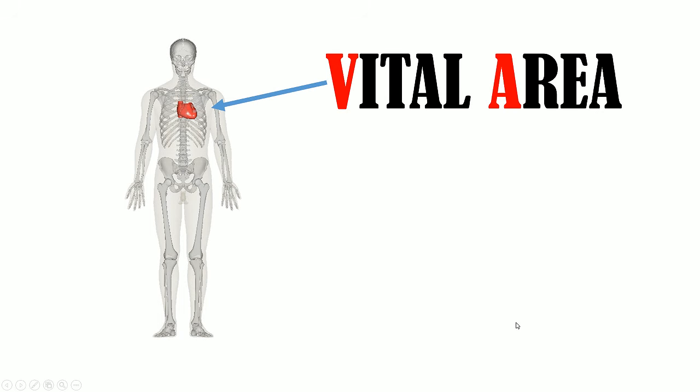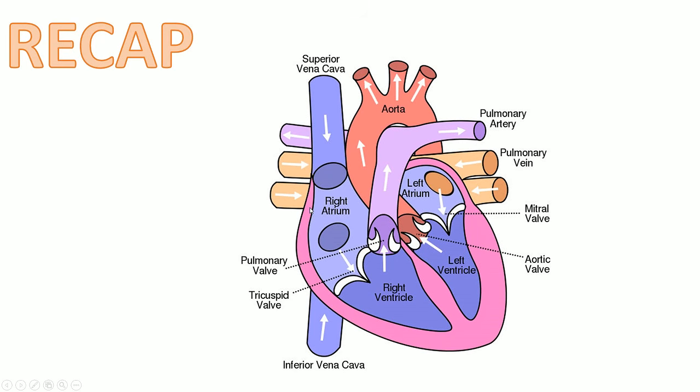Today I'm going to be teaching you how to memorize the structure of the heart in 5 minutes. So without further ado, let's get into it. First of all, the heart is a vital area of the body. So memorize that. Vital area, VA, that's the acronym we're going to be using. But for now, let's take a quick look at the heart and recap on things, right?